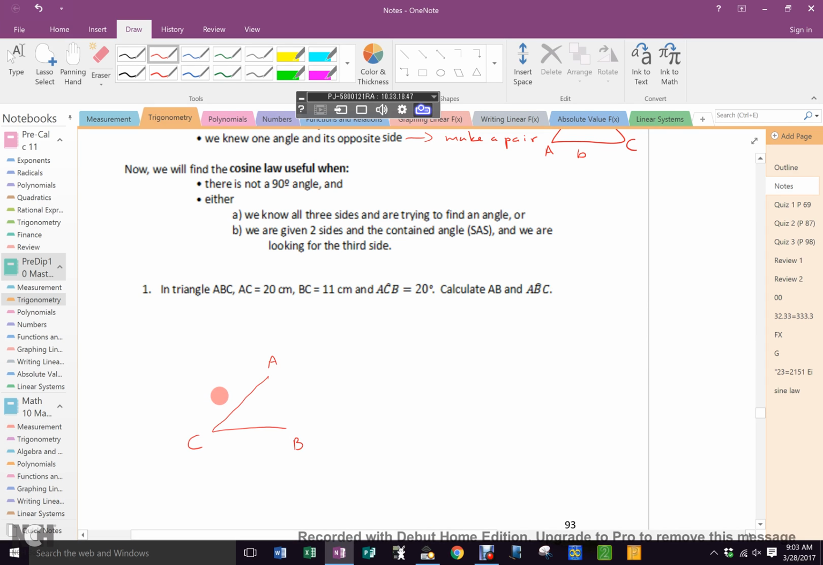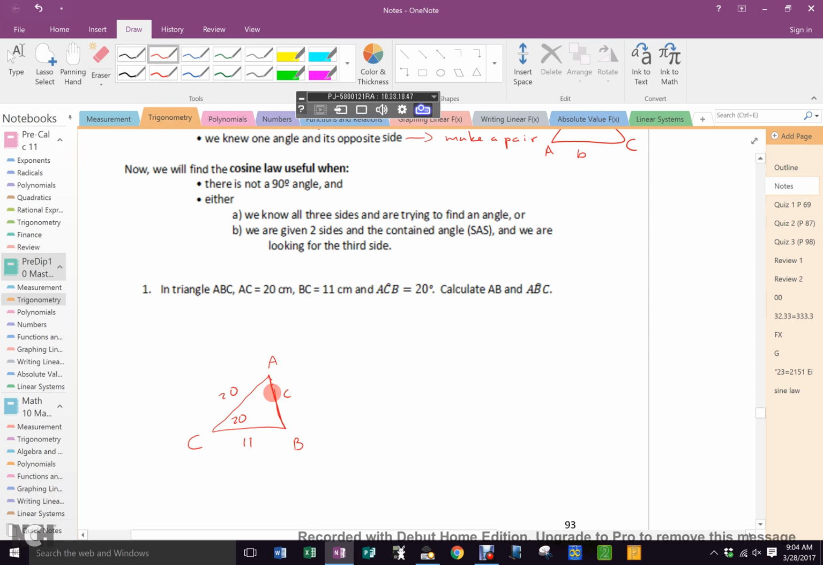20. What's BC? 11. And this side is 20. So I need this little c, don't I? Everyone agree? Because once I have little c, I have my pair, right? Then I can use sine law.